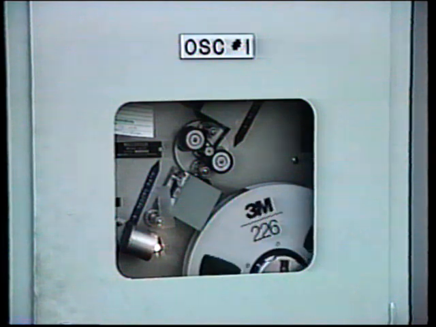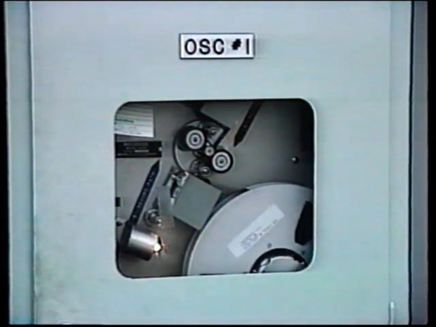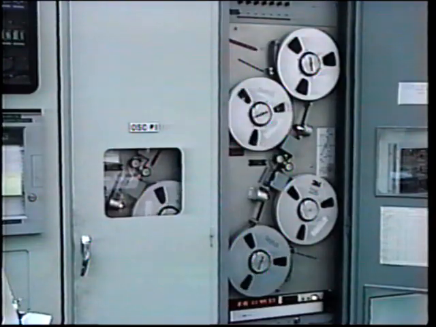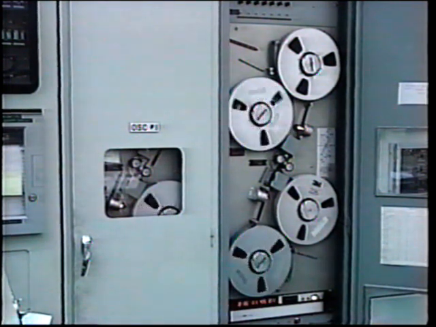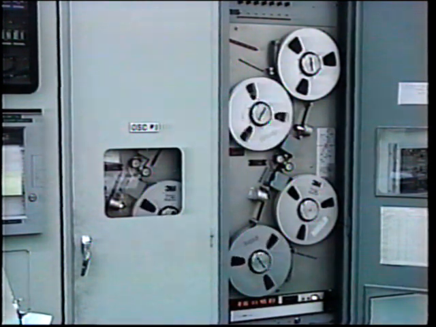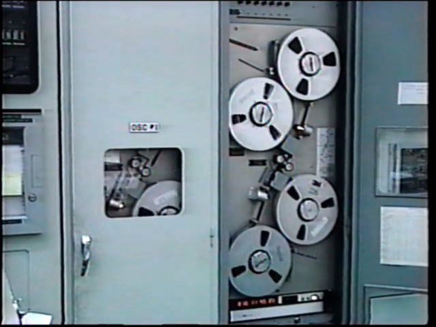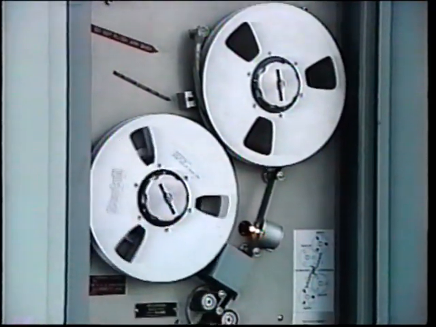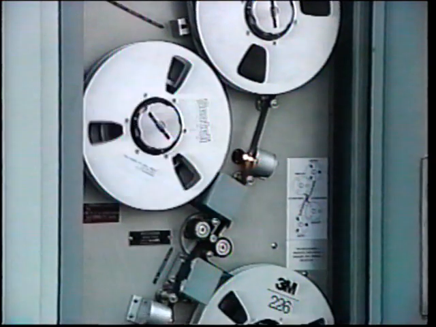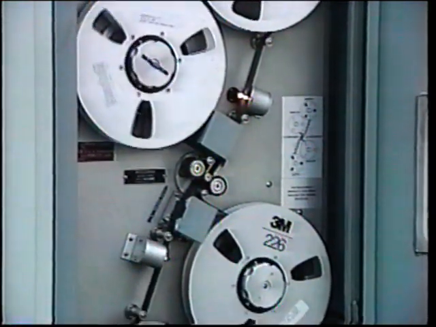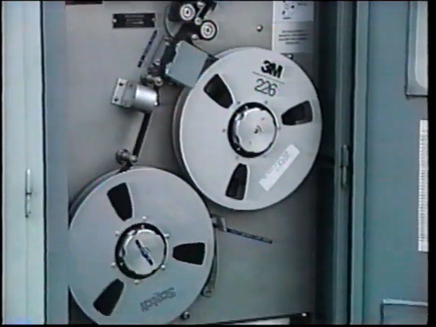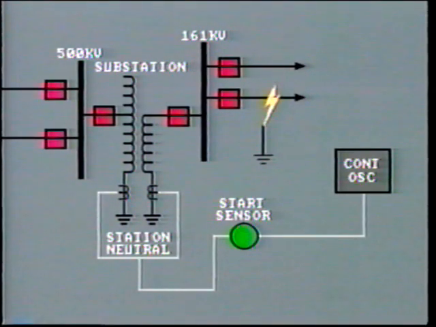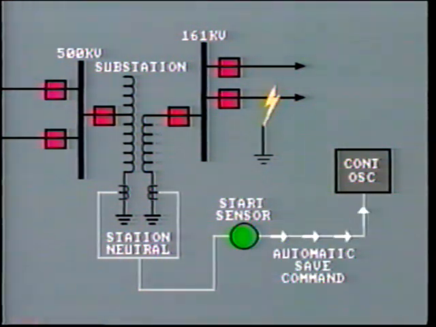A third type of fault recording machine is the continuous oscillograph. In contrast to the quick start and pre-fault recorders, this machine does not need to be started by a fault or disturbance, and it also does not use paper. Instead, it continuously records system conditions on reusable magnetic tape. When a fault occurs, we can save about 6 hours of data by initiating a save command.